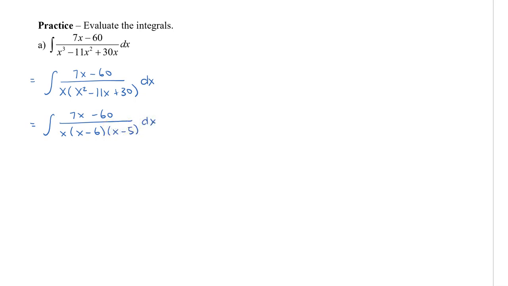So taking the rational function, I'm going to write it out separately over here. We have 7x minus 60 divided by x times x minus 6 times x minus 5, and that's equal to a divided by x plus b divided by x minus 6 plus c divided by x minus 5. In this question, there are three partial fractions because there are three factors in the denominator.